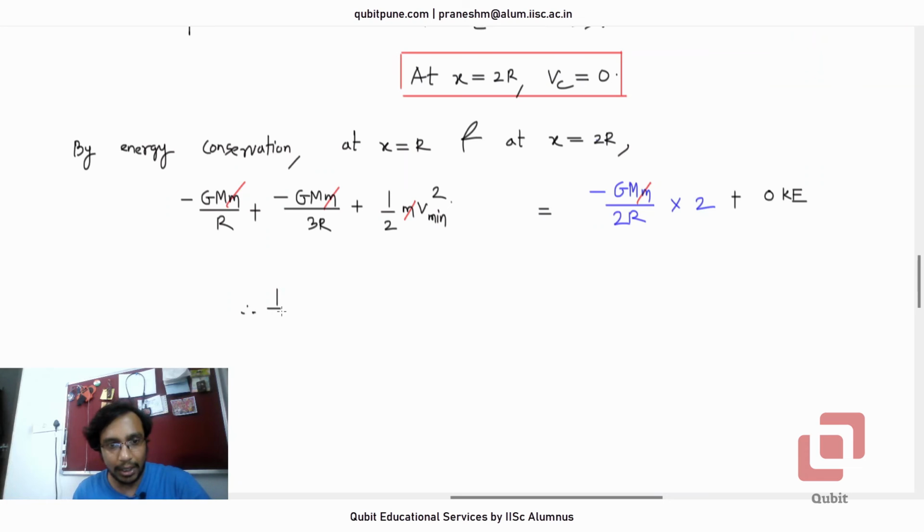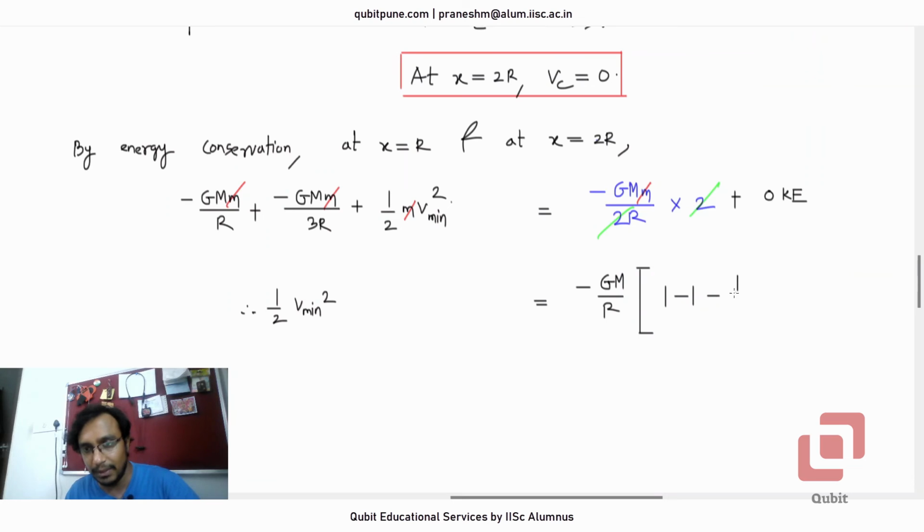So half v min squared is equal to, we can also cancel 2 and write negative GM by r outside. So it will be 1 here. This is negative GM upon r. This, when it goes to the other side, becomes positive, but we have already taken the negative part outside, so it will be minus 1. And then this will again be positive, positive GM by 3, but since we already took negative outside, it will be negative. So 1 minus 1 is 0, and negative into negative is positive, so it will be GM by 3r.